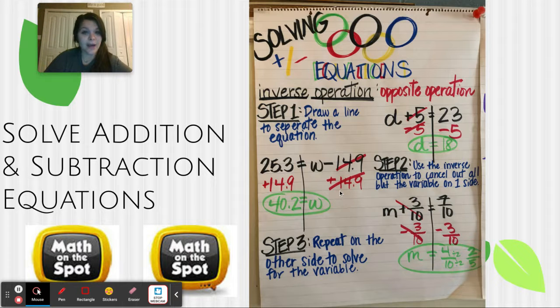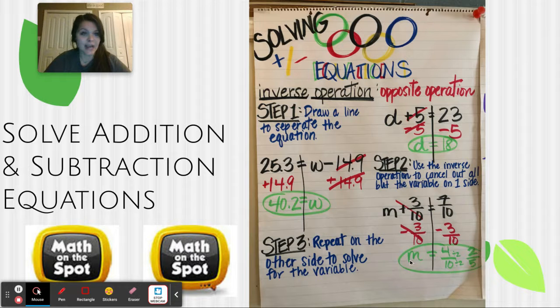That cancels that out. And then I have to do the same thing on the other side because remember, it has to stay balanced. So since I added 14 and 9/10 on this side, I have to also add 14 and 9/10 on this side. So 25 and 3/10 plus 14 and 9/10 is 40 and 2/10, and that equals w.